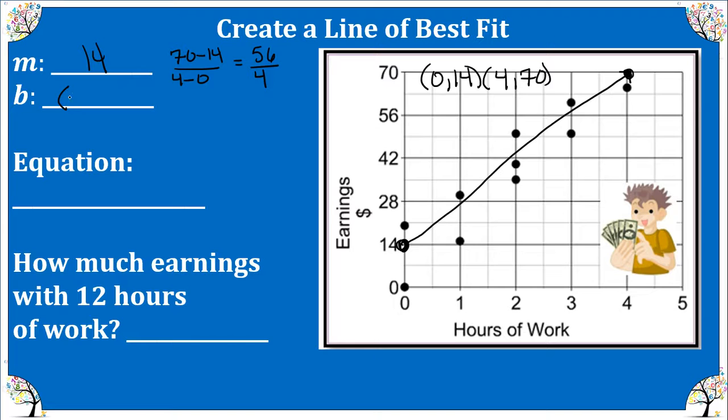And then our initial value is 0, 14 in our equation. So this is the equation of our line of best fit, guys. It's just an approximation.